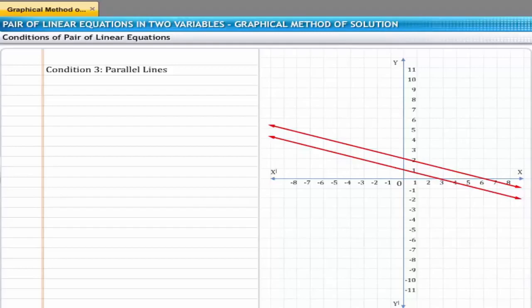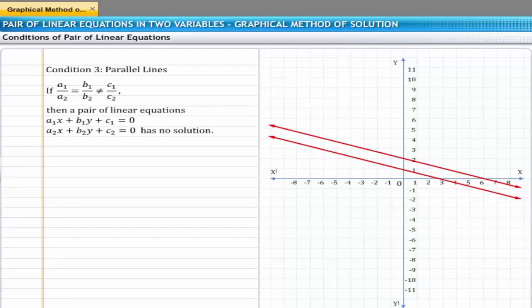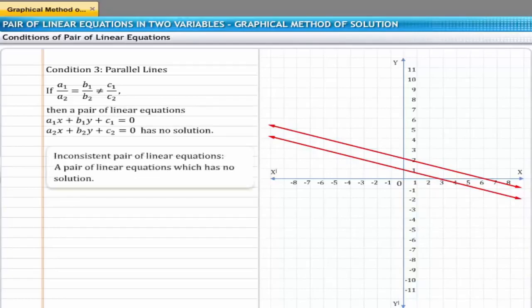Such a situation is possible only if a1 upon a2 is equal to b1 upon b2, which is not equal to c1 upon c2. Here the pair of linear equations has no solution. Such a pair of linear equations is said to be inconsistent.